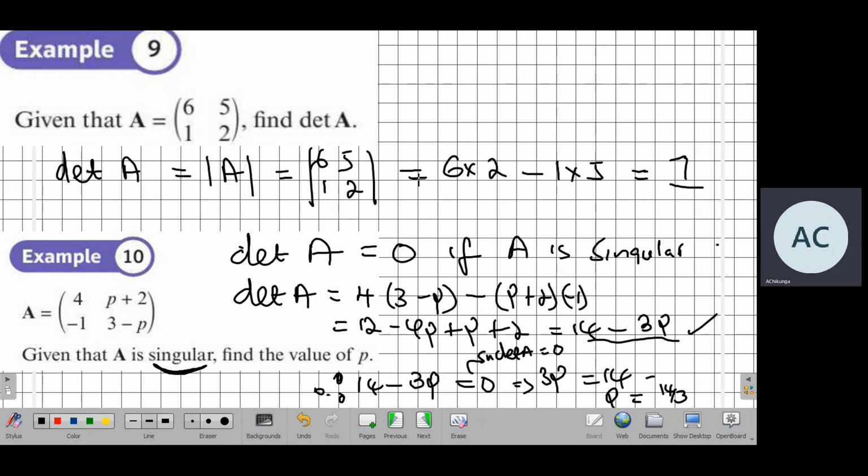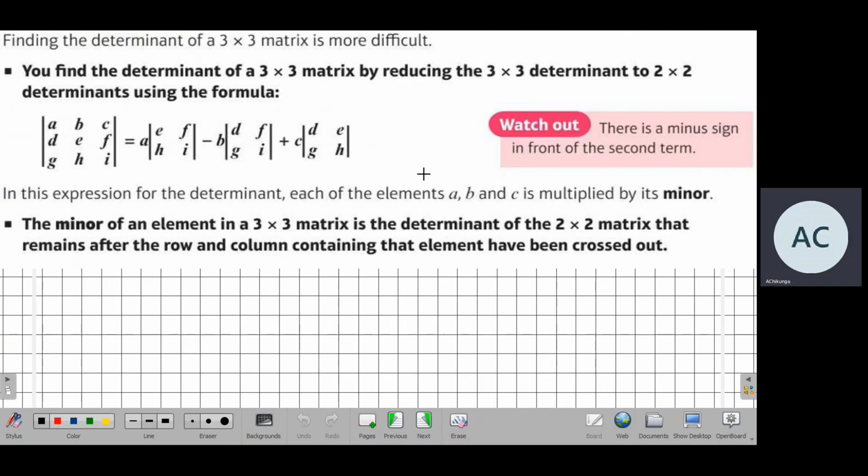Okay. Can you copy this down quickly? Then I'm going to explain that.